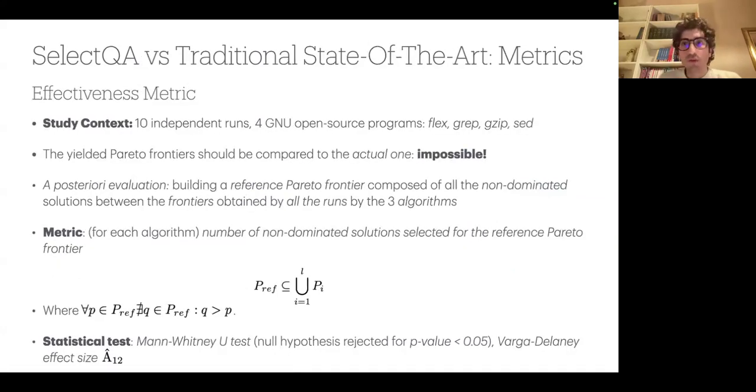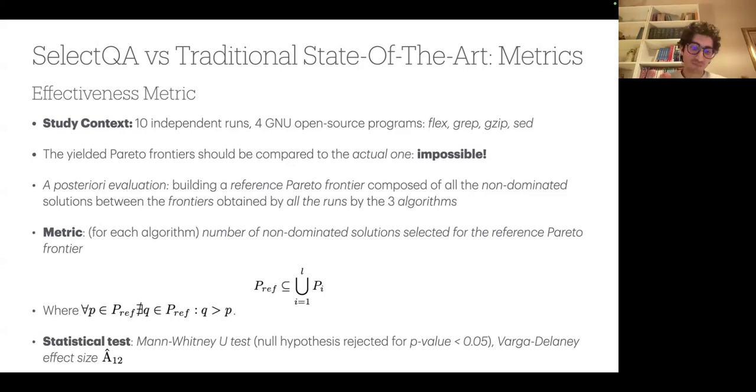So let's talk now about the metrics and the comparisons between SELECTQA and the other methods. Regarding the multi-objective version of SELECTQA, we ran DIVGA and SELECTQA 10 independent times. For additional greedy, it was useless because it is totally deterministic. And in particular, we ran the 3 algorithms over 4 GNU open source programs, Flex, grep, JZip, and SET, that were the programs used in the original paper of DIVGA.